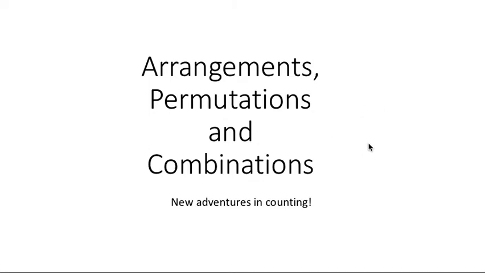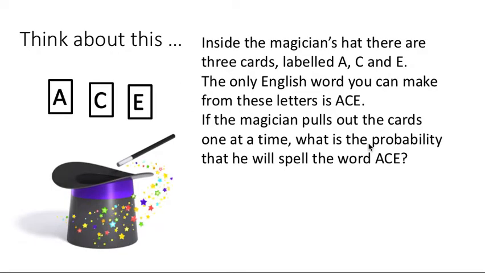Okay, so imagine this scenario. There's a magician, and inside his hat he has three cards, labeled A, C, and E. From these three letters you can only make the word ace in English. So if he pulls out one at a time, what's the probability he'll spell ace?